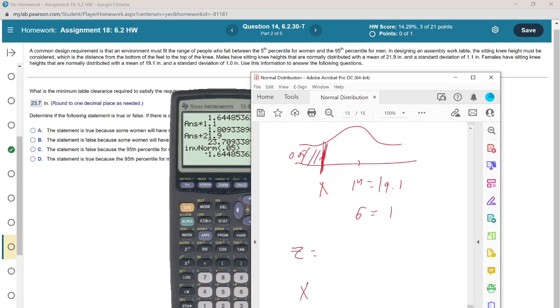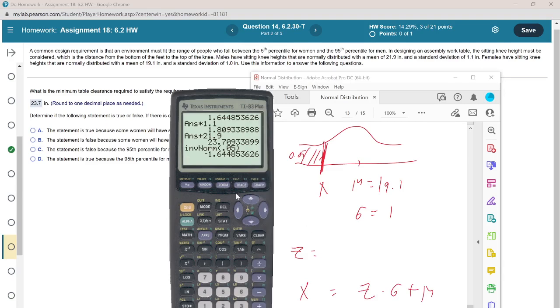For finding the value of x, I need to use z times sigma plus mu for the woman. I multiply this by sigma, which is 1, plus the mean, 19.1. So anything less than 17.455, less than 17.45 inch, would be in that bottom 5 percentile.